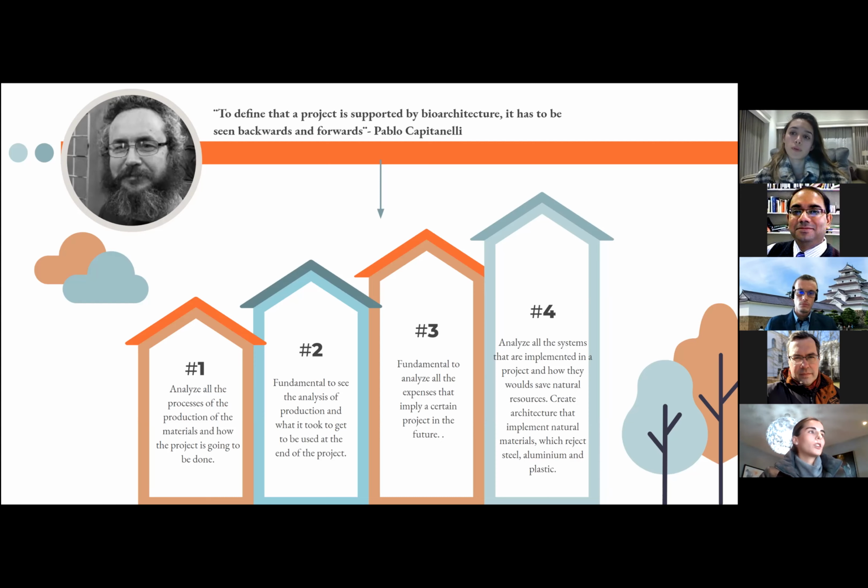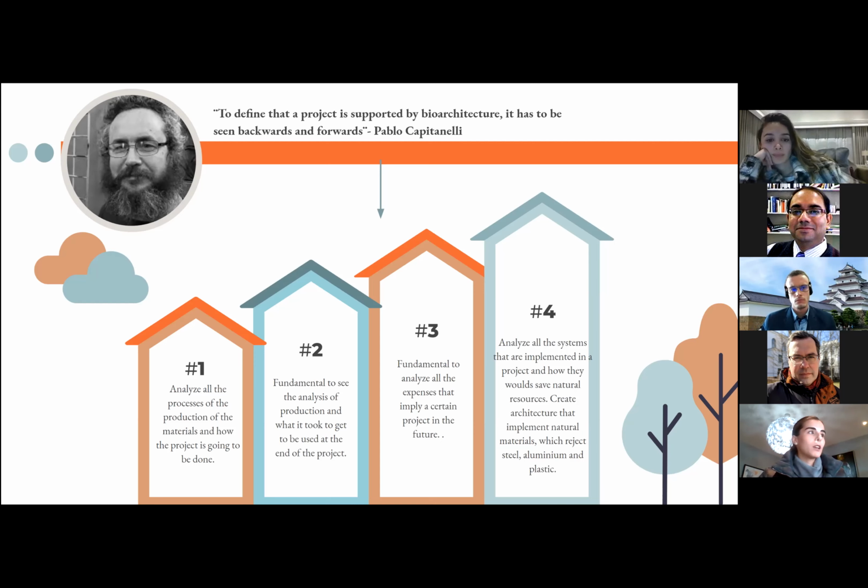To define that a project is supported by architecture, it has to be seen backwards and forwards. The architect defines backwards as how to see all these processes of the production of the materials and how the project is going to be done. He mentions that the process of how a certain material came to contribute to the project is fundamental, to see the analysis of production and what it took to get to be used in the end of the project.